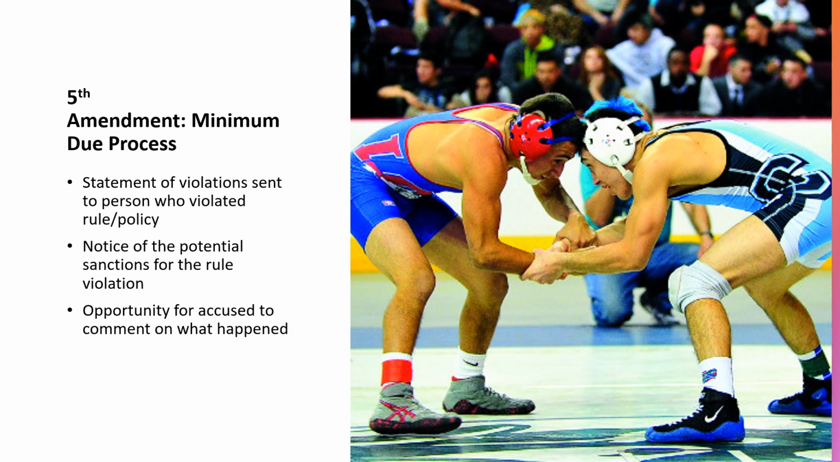Here are the minimum due process guidelines. First is that a statement of violations is sent to the person who violated the rule or policy at the organization. Then there is a notice of the potential sanctions for violating that rule. And then the person gets an opportunity to comment and explain what happened.